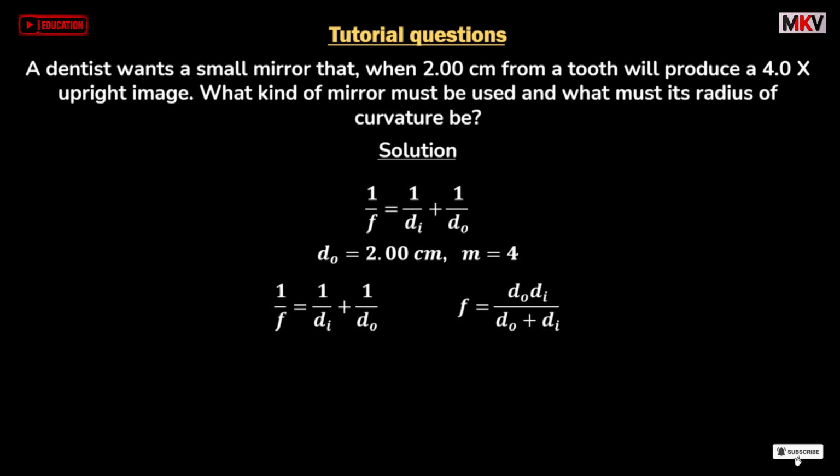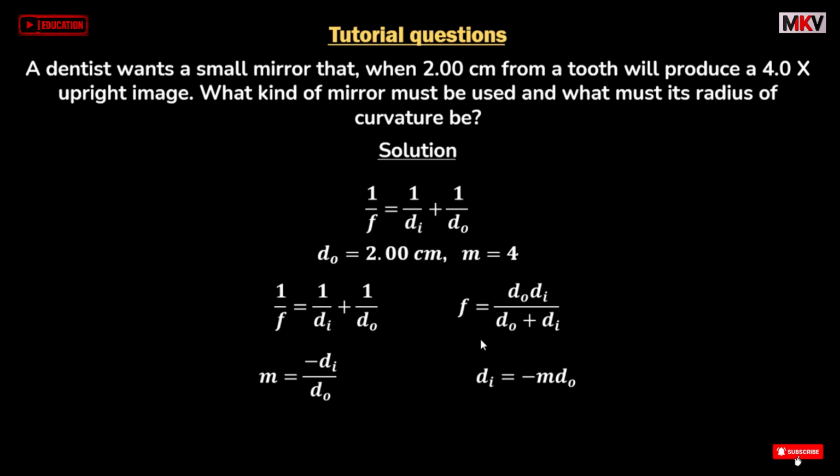Now our focal length is given by 1 over f equals 1 over di plus 1 over d naught. So making focal length the subject, you have d naught di over d naught plus di. And we know that magnification is equal to minus di over d naught. So making di the subject, you have minus m times d naught.